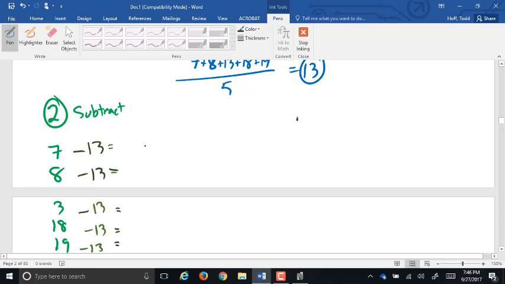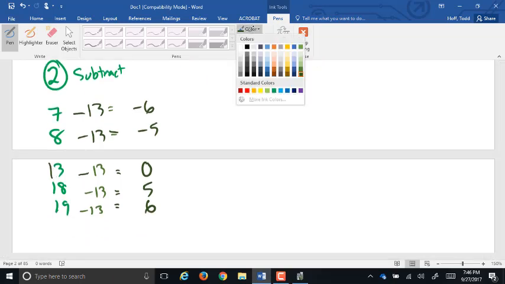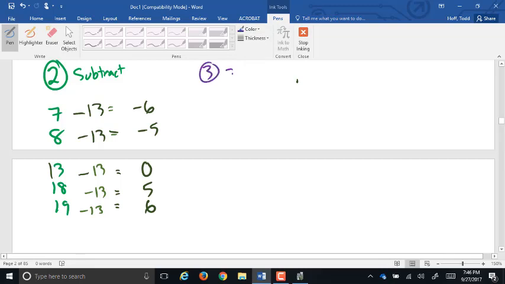So 7 minus 13 is negative 6. 8 minus 13 is negative 5. 13 minus 13 is 0. 18 minus 13 is positive 5. 19 minus 13 is positive 6. What is step 3? Square them. Square each deviation. Negative 6 squared is 36. Negative 5 squared is 25. 0 squared, 0. 5 squared, 25. And 6 squared is 36.